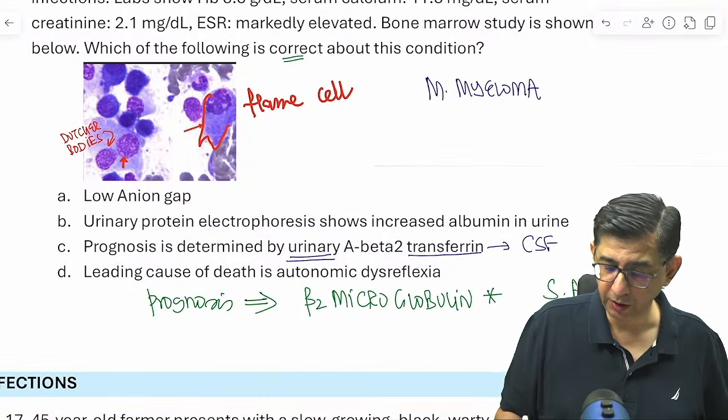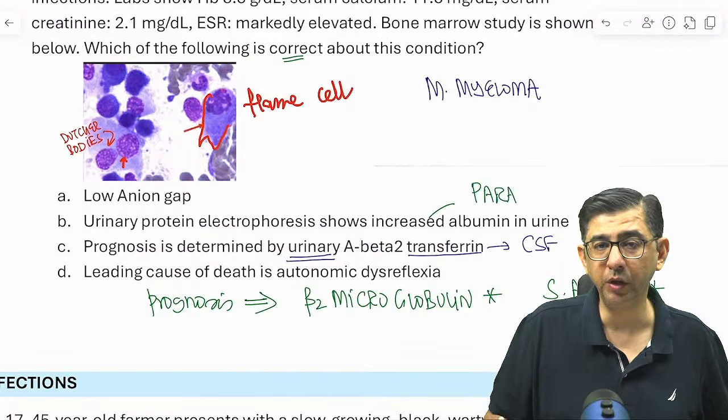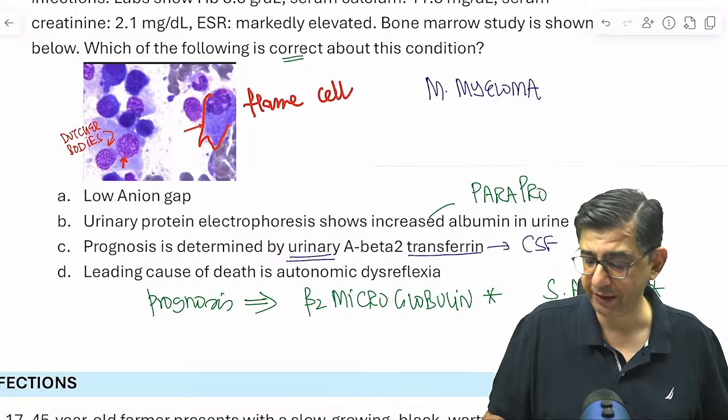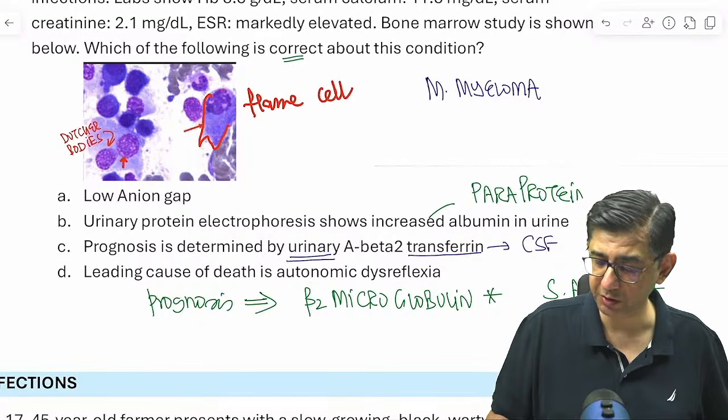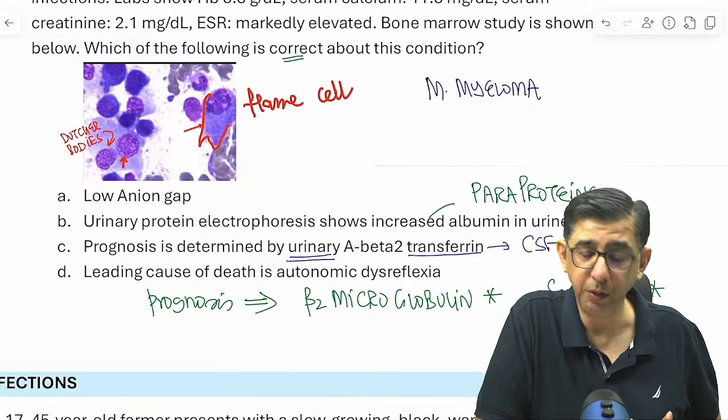B is not formed, right? Albumin will not increase. It is paraproteins in the urine. Why albumin is wrong is because albumin does not increase here; here incomplete light chains are formed, which are positively charged proteins. Because they are positively charged proteins, they are called paraproteins, so B is also not correct.